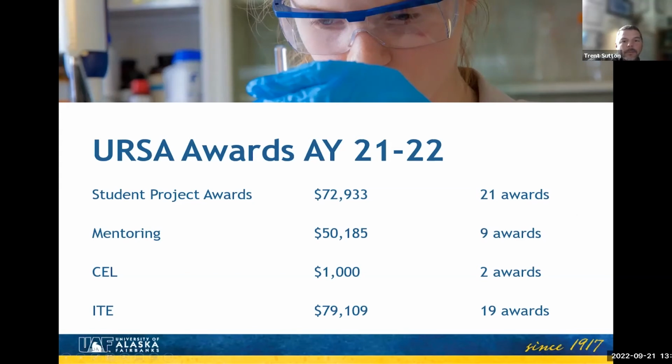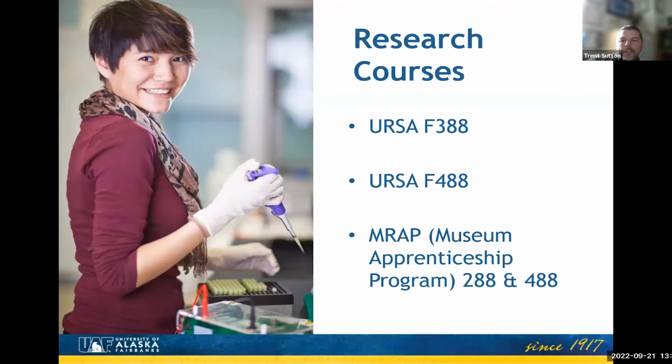All right. Well, let's move on. A couple other things I'll just point out before we get to the proposals. In case I didn't mention it, one of the things that an URSA project can cover is tuition. So we have a couple of research-based courses that you may consider if your program doesn't offer something already related to that. We have URSA 388, which is a proposal development course. Most commonly, students take URSA 488, which is a research course. You can take up to 6 credits of research.